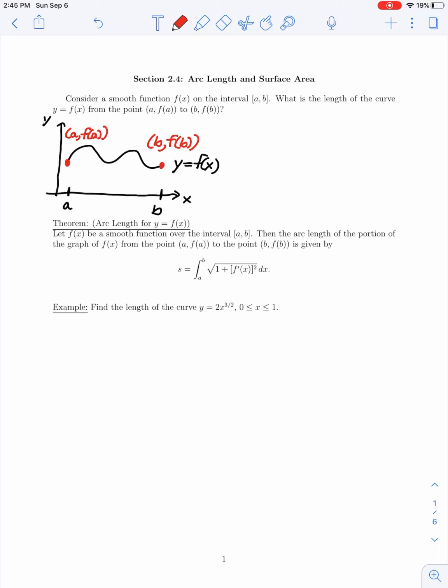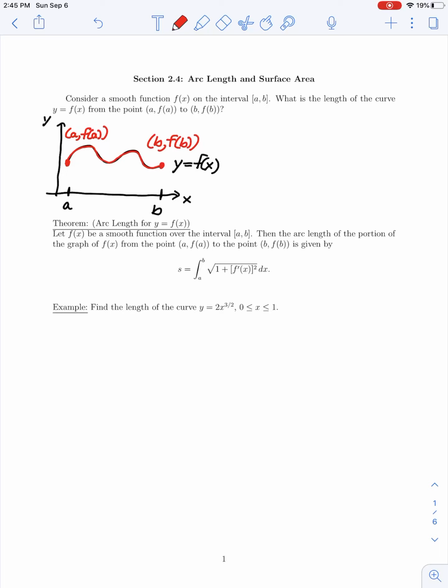So the question that we're asking is, what is the total length of this curve between those 2 points? If we think about the graph of this function as maybe being a piece of string, and we were to stretch this string out into a straight line, what would be the length of that string? This is known as the arc length of that curve between these 2 points. So let's see if we can introduce a formula for how to find this.